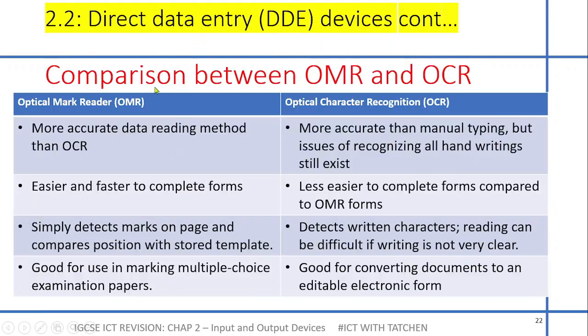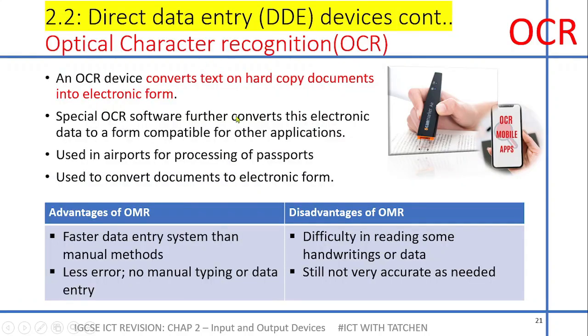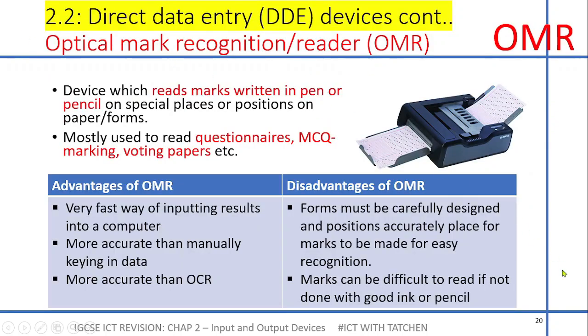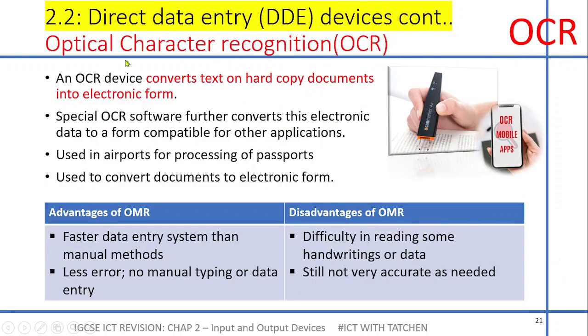Now, we can also compare the optical mark reader. Oh, I think I skipped the slide. So now the next thing after the optical mark reader is optical character recognition. The other one recognizes marks, this one recognizes characters. This one can convert text on hard copy documents into electronic form. If you look here, this is a certain type of OCR. It's scanning this text and sending it to the computer.